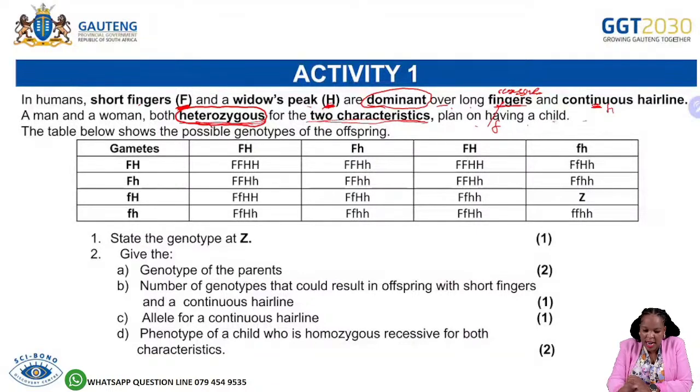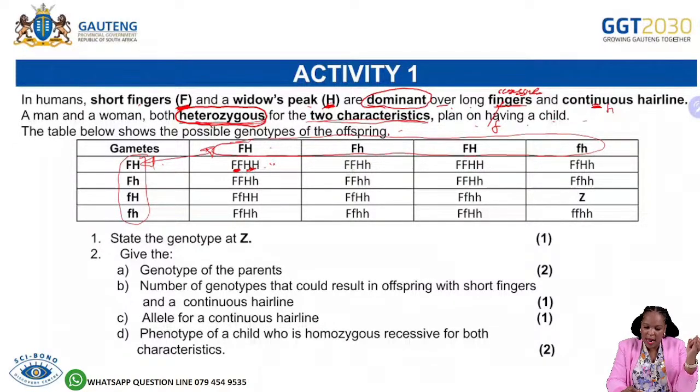Now, they plan on having a child. The table below shows the possible genotypes of the offspring. So they have already written the gametes for us, for these parents. They are crossing the gametes. You cross this one with this one. The possibility of having an offspring when you cross this gamete with this one is getting big letter F, big letter F. So when they have big letters, how is the phenotype? This is short fingers with widow's peak. So this first offspring is going to have short fingers with widow's peak. So that is the first one.